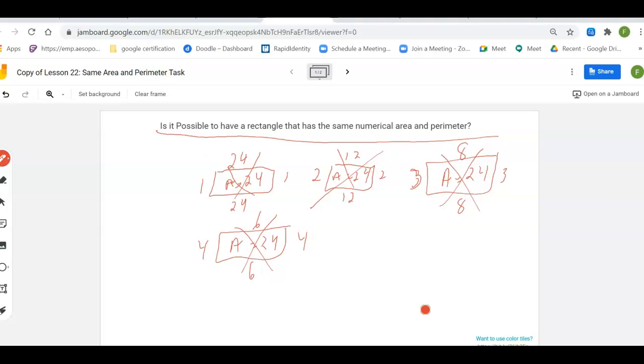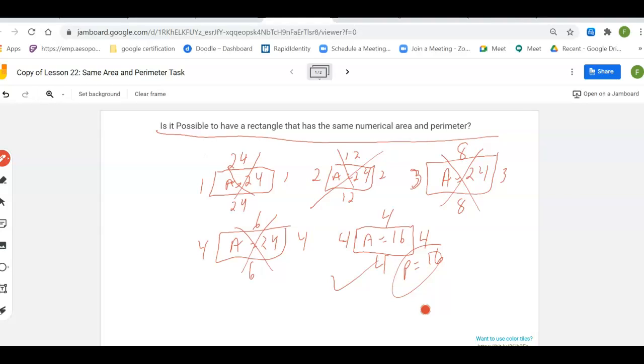So using an area of 24 would not work, but let's see if it will work for a different number. So let's pick an area of 16. And I'm going to say 4 and 4. So this is actually going to end up being a square. So 4 times 4 is 16, but how about we add them all up now? All 4 sides are the same. So in this case, the perimeter would be 16. So yes, it is possible.